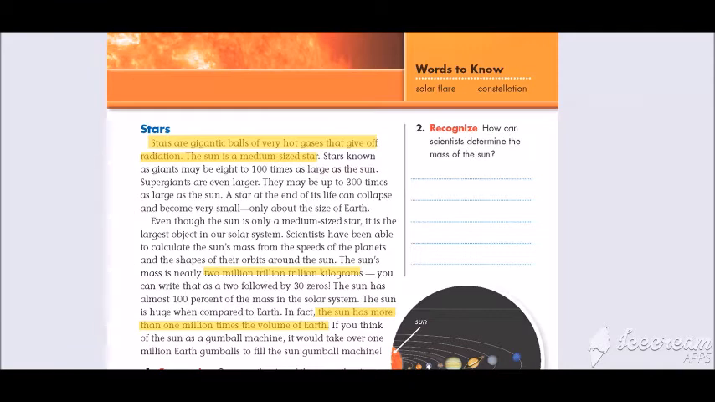And the supergiants may reach 30 times as large as the Sun. Well, the Sun's mass is nearly 2 million trillion trillion kilograms. It equals 2 followed by 30 zeros. Very well. The Sun has more than 1 million times the volume of Earth.